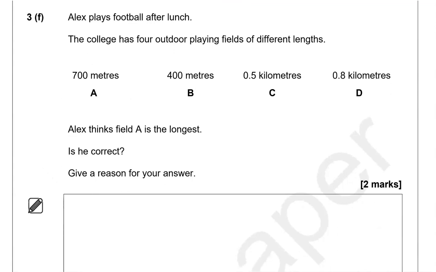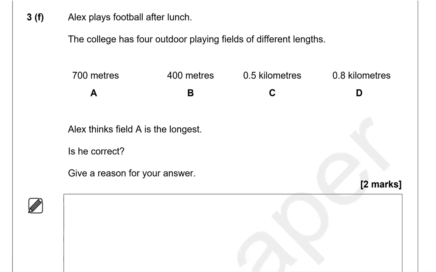Alex plays football after lunch. The college has 4 outdoor playing fields of different lengths. 700 meters, 400 meters, 0.5 kilometers, 0.8 kilometers. Alex thinks field A is the longest. Is he correct? Give a reason for your answer.